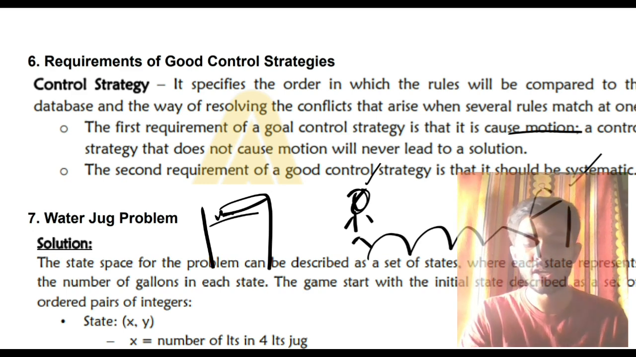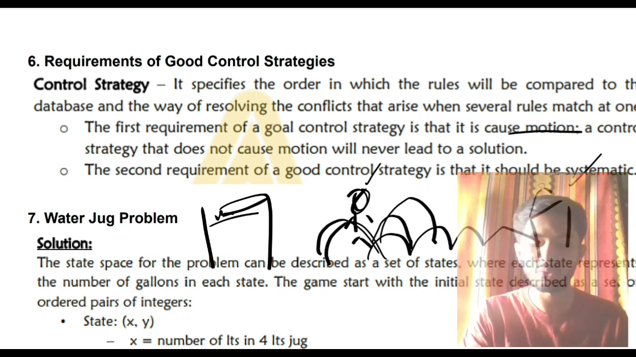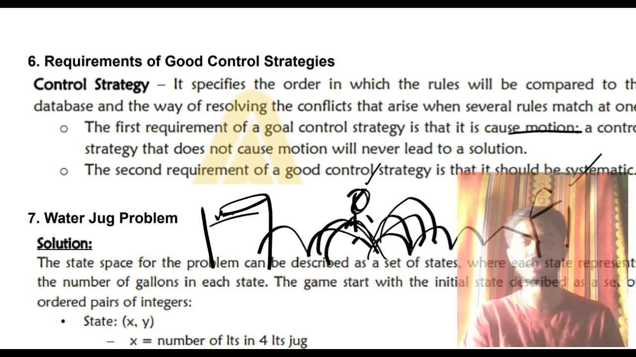Systematic means what? If the alcoholic person takes one step forward and one step backward, one step forward, one step backward, then finally what will happen? He will take one step forward, 2-3 steps backward, and again he will reach the bar and drink more. Okay, so that is what is called systematic.